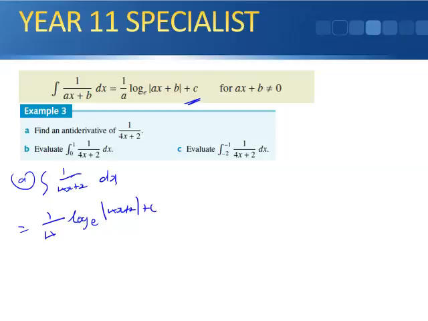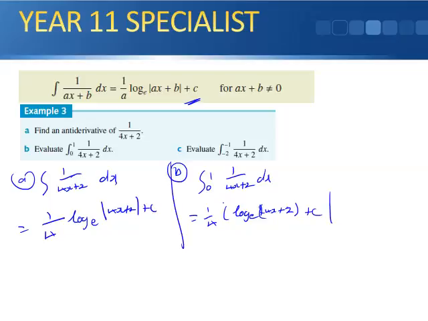I'll just wait for that printer. Okay, part B, I forgot about part B. Evaluate 0 to 1, 1 divided by 4x plus 2 dx. Well, we've already found the integral in part A, so that's a quarter log e mod 4x plus 2 plus c between 0 and 1.